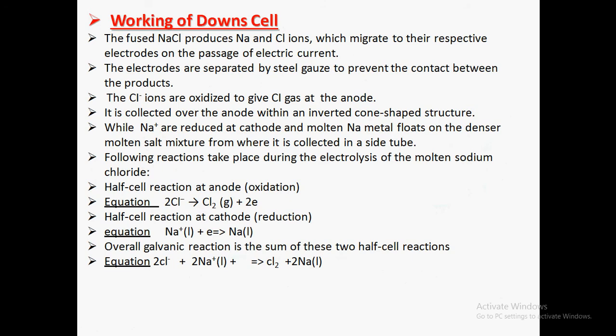Next, the working of the Downs cell. As you know, the fused sodium chloride gives 2 ions, sodium ion and chloride ion. Sodium will be positive, chlorine will be negative. What happens to these sodium and chloride ions? They migrate to the respective electrodes. Na plus will go to the negative electrode, Cl minus will go to the positive electrode.